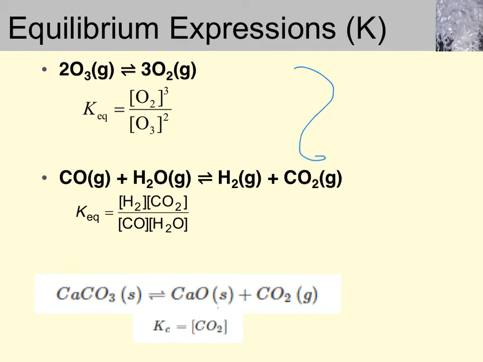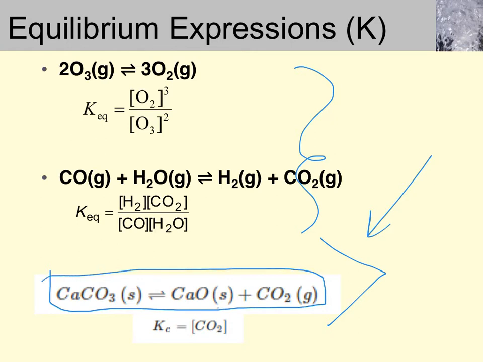Here are a couple more examples. No surprises. However, I want you to focus on the example at the bottom of the page. We have a reaction here. That's decomposition of calcium carbonate, which is chalk. And look at its equilibrium expression. You'll see a lot of K sub C. That just means equilibrium constant in terms of concentration. What's going on here? All we have is carbon dioxide in our equilibrium expression. What happened to calcium oxide and calcium carbonate? What do you see in common about those two? Hopefully you notice they're both solids.